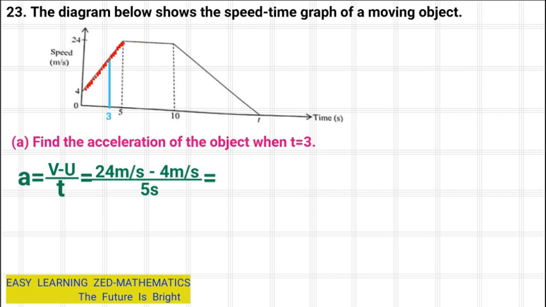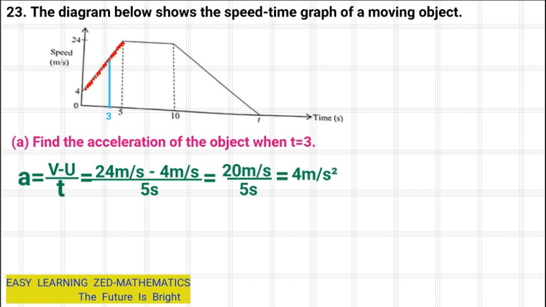24 meters per second minus 4 meters per second will give me 20 meters per second over 5 seconds. Okay, which is equal to, so when I divide 20 meters per second by 5 seconds, it's going to give me 4 meters per second squared. So this was the acceleration of the object between that point and the final point. Okay, so this was the acceleration. It was 4 meters per second squared.